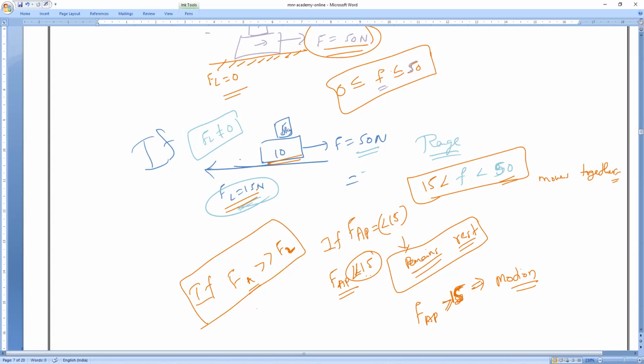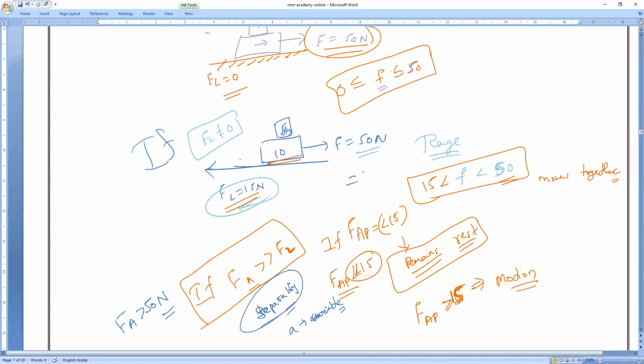Greater than 50, so what will happen? Both will go separately. If F applied is more than 50 newtons, all of you remember that, both will go separately or individually. And acceleration is not constant, so it is variable. Acceleration remains variable in this case. Clear, everybody? Understanding or not?